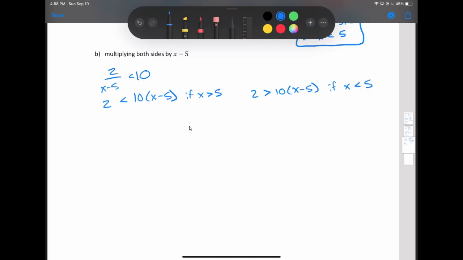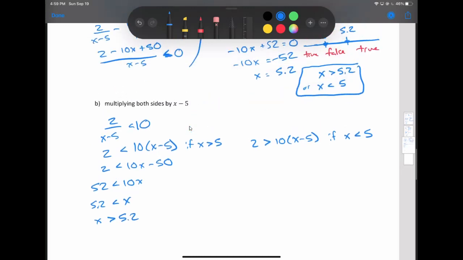Okay, so we have two cases. One if x is greater than 5, one if x is less than 5. So then we go through here and say 2 is less than 10x minus 50. Add 50 to both sides. 52 is less than 10x. 5.2 is less than x. Okay, so that's another way of saying that x is greater than 5.2. Well, that's the result we got up here, so we're doing okay so far.